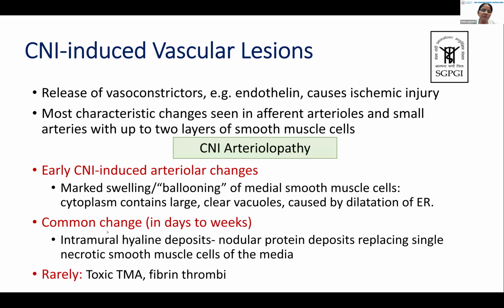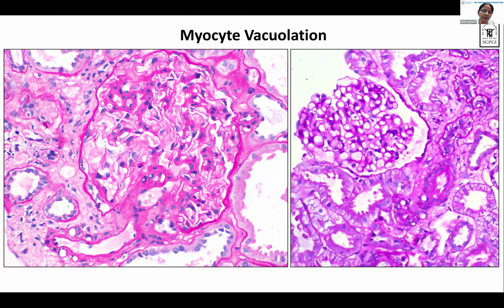So let us look at myocyte vacuolization. You can see that the afferent arteriole is showing these large vacuoles in the myocytes. This is again an early change of CNI toxicity. And as pathologists, we are required to tell the clinician to monitor the dose of CNI in these patients. Similarly, you see an arteriole which has myocytes showing these large vacuoles in the cytoplasm.